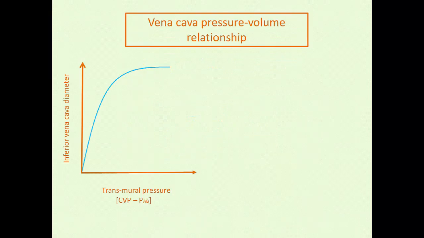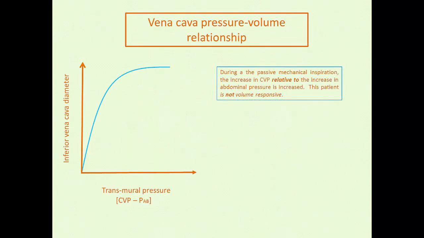So now consider the vena cava pressure-volume relationship. During the passive mechanical inspiration, the increase in CVP relative to the increase in the abdominal pressure is increased. This patient is not volume responsive. Okay, so that's what I just explained in this patient. The CVP is going up with the mechanical inspiration. The abdominal pressure is going up to a lesser extent. There's an increase in the transmural pressure, but the patient does not have a change in their inferior vena cava diameter. So this patient is volume not responsive.